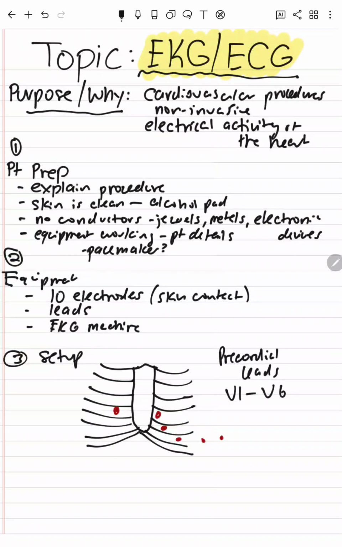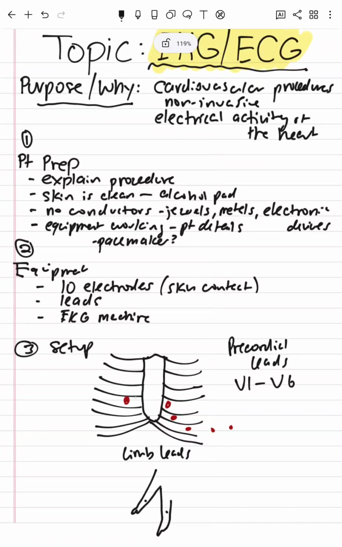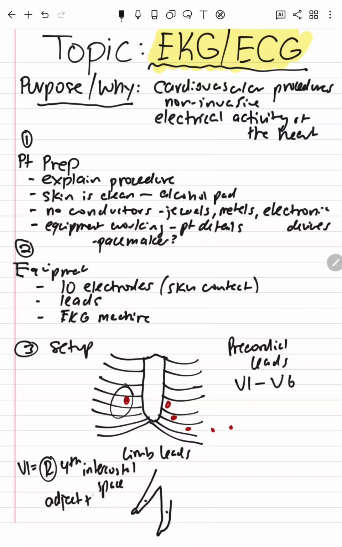V1 to V6. And then you have your limb leads, which go on your arms and then legs, right? So maybe on your outline, you want to have a picture or a description of where your equipment is actually set up. So you might say something like, V1 is on the right 4th intercostal space, adjacent or next to the sternum or by the sternal border.